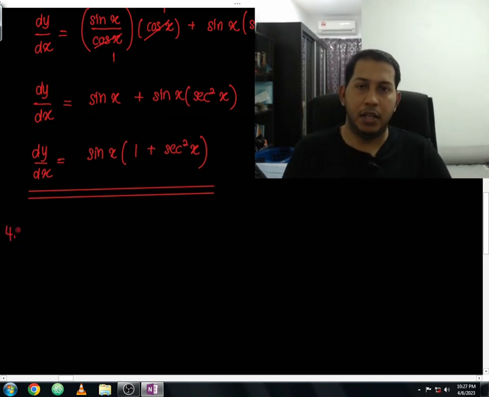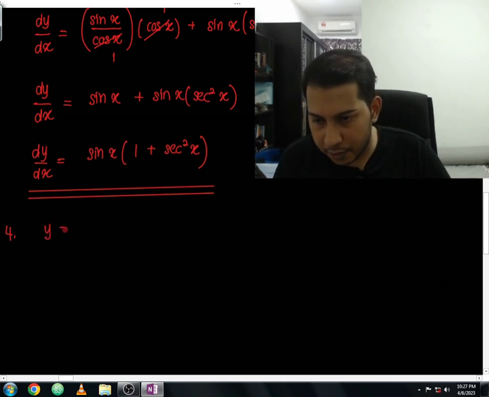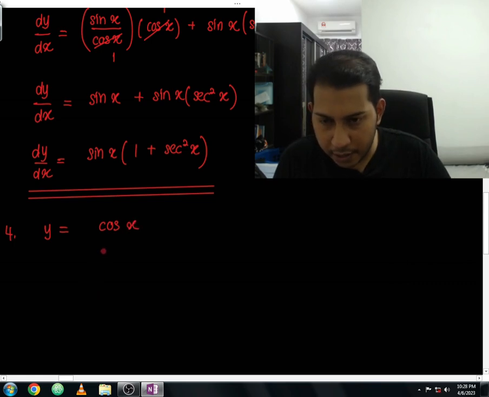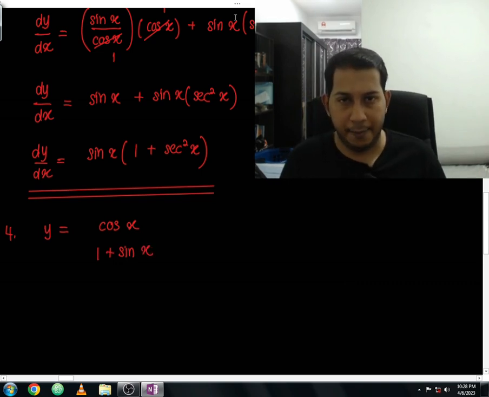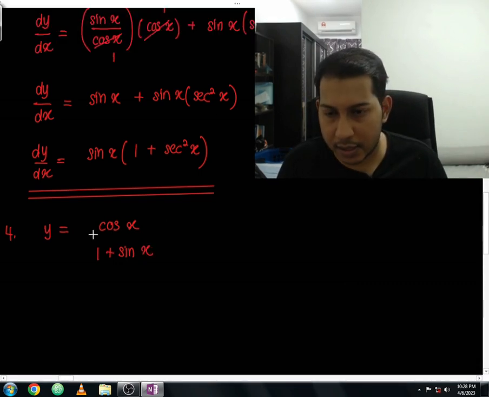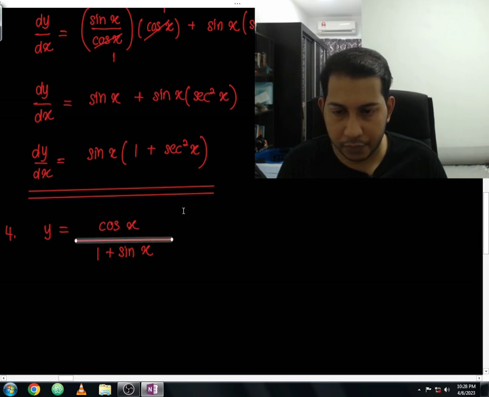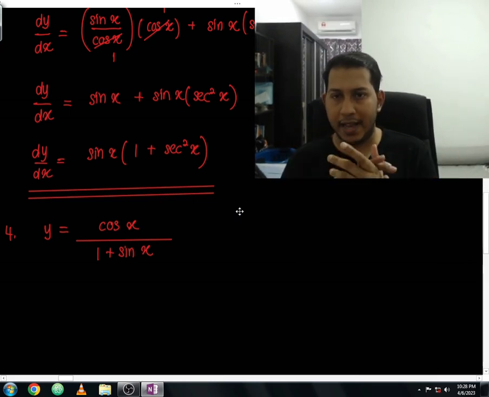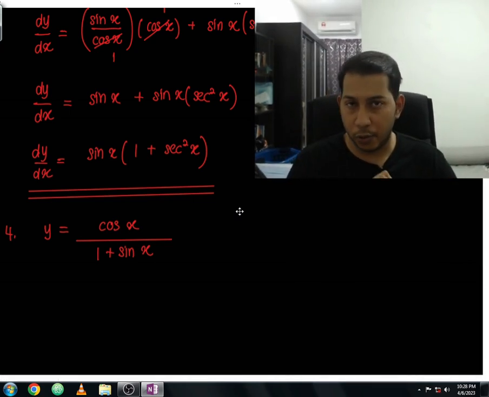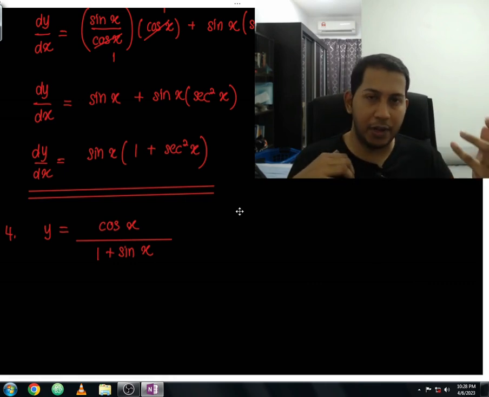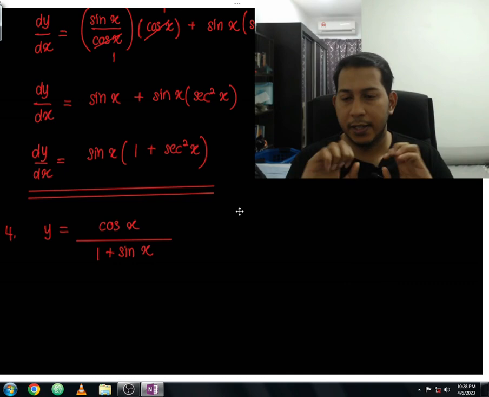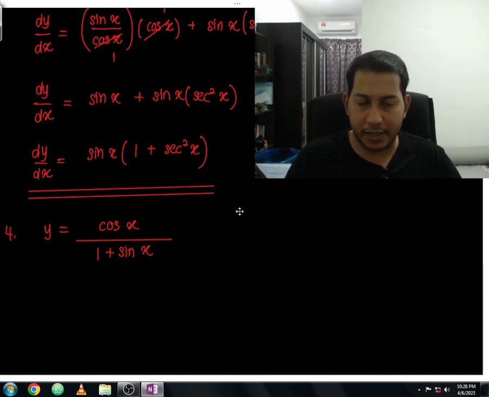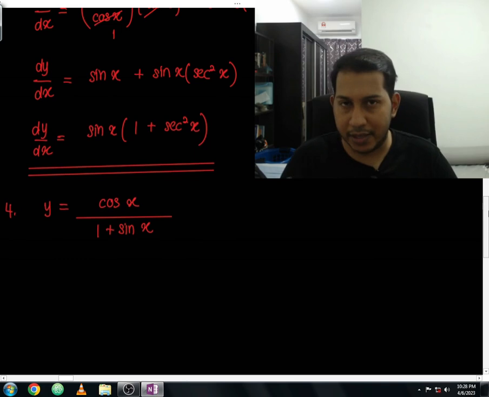So from here, given that y is equal to cos x over 1 plus sine x. Let me underline this fraction line. It's slightly getting tricky, as in this case we're going to apply the quotient rule. Whatever you learned in SPM, it's a similar case over here, you will apply it for your higher level. So make sure you master your basics, guys.